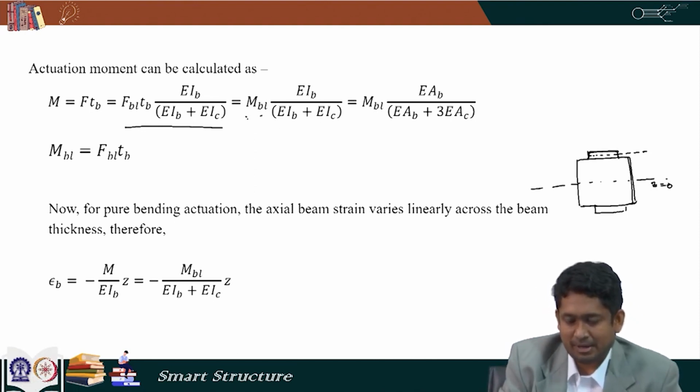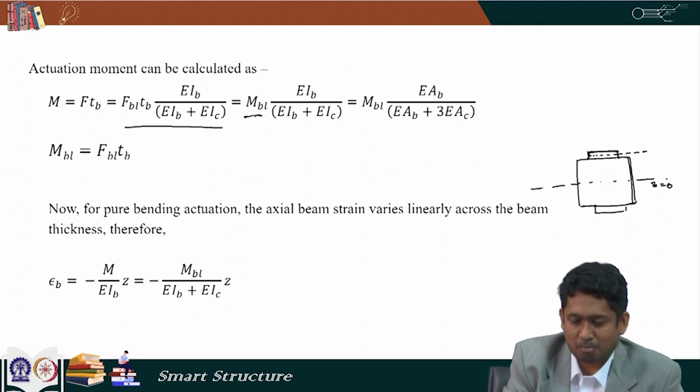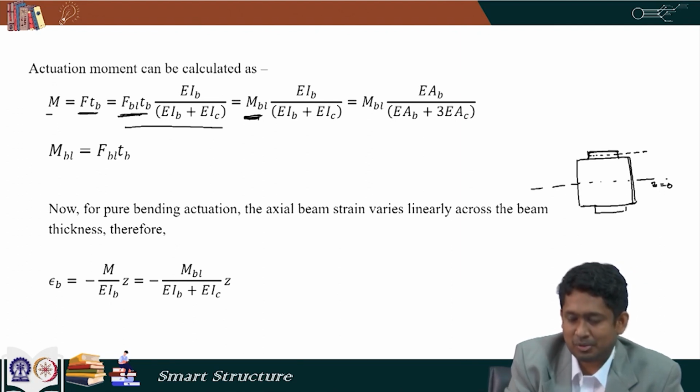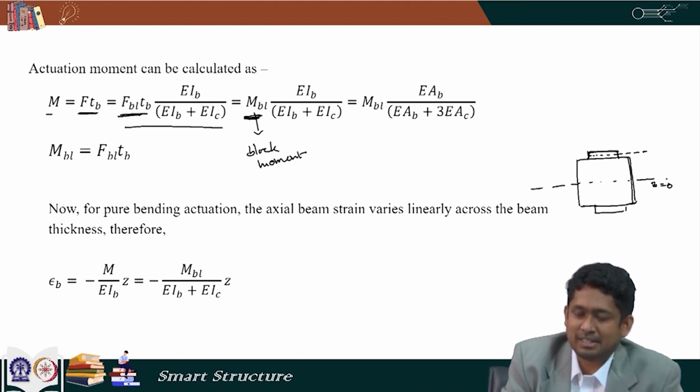So, this is our MBL, the block moment, because FBL into TB is our block moment. So, moment is equal to force F multiplied by TB, and MBL is equal to FBL multiplied by TB. These are block moments, analogous to block force. And again we can replace EIB and EIC by EAB and EAC.